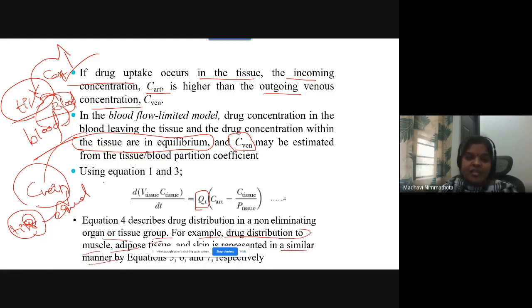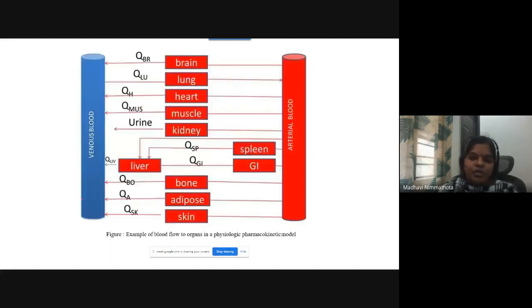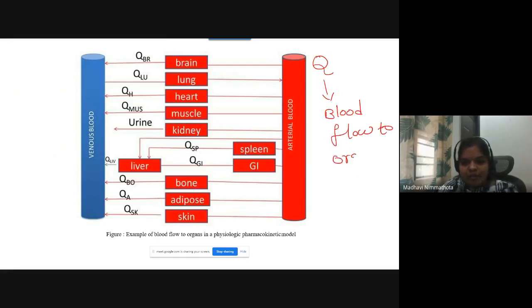In those cases, the venous blood concentration is negligible. In case of skin, adipose and muscle, these organs consist of some fats, so these will restrict the blood flow. So this is the blood flow to the organs in this physiological model. You already know about capital Q. Capital Q represents the blood flow. Just remember this: blood flow to organ.